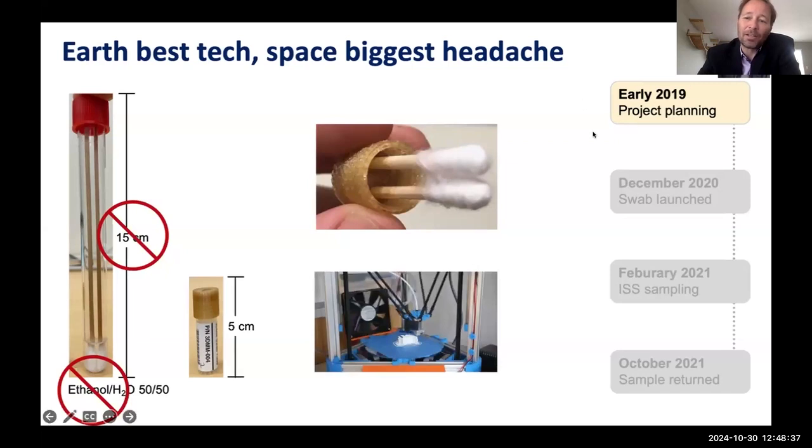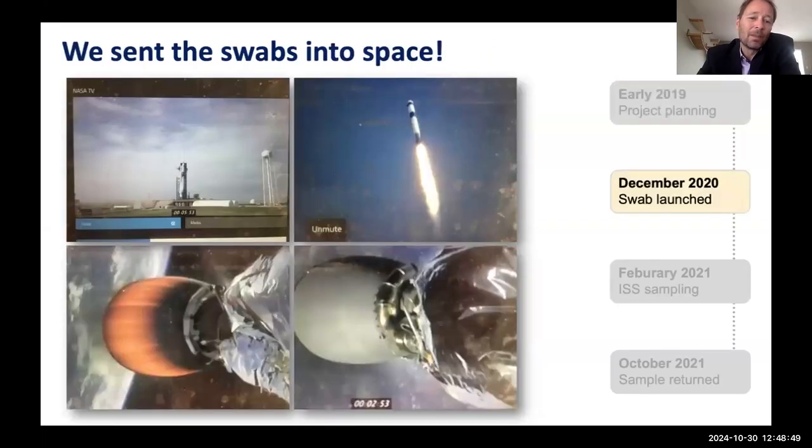And all this planning started in 2019. We went to the JPL National Laboratory, went to Houston, to look at the mock-up for the space station of how this would really go and be done. And so in December 2020, these samples were launched. This is the rocket that was going up and that eventually delivered this cargo to the space station.